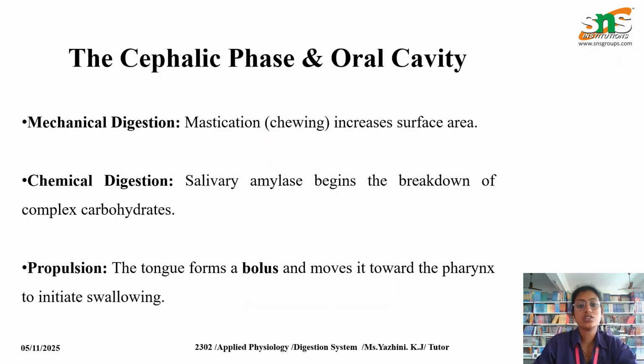The digestion process starts from the cephalic phase. In this, it is triggered by the smell, sight and thought of the food, which stimulates salivary production. In the oral cavity, mechanical digestion, that is chewing, breaks down the food into smaller pieces for easy enzyme action. Chemically, salivary amylase from the salivary glands kicks off the breakdown of carbohydrates into simpler sugars. Then the tongue shapes the food into a bolus, which goes to the pharynx, starting the swallowing process.